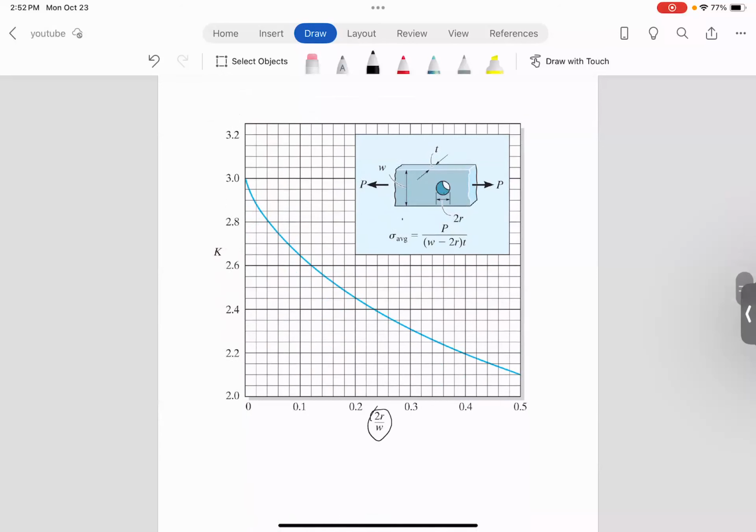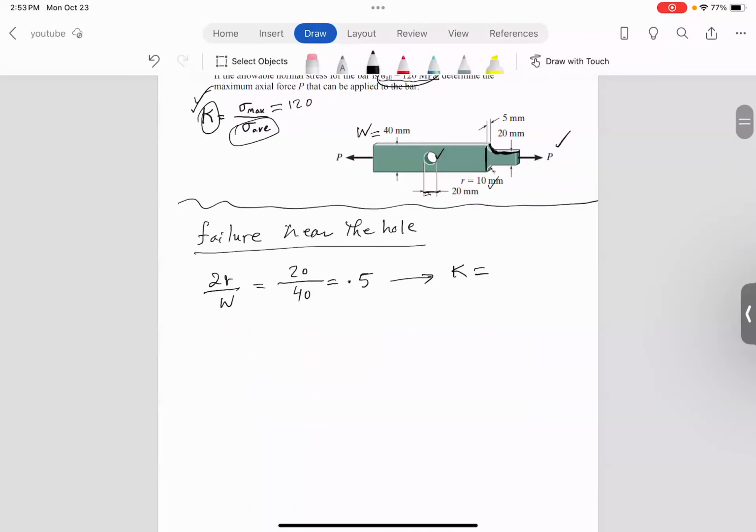So here we go, 0.5. Here we go. That's actually the maximum that we can get. So when you go here and you hit the curve, that falls exactly on 2.1. You see that? That's 2.1. So the K value is equal to 2.1.